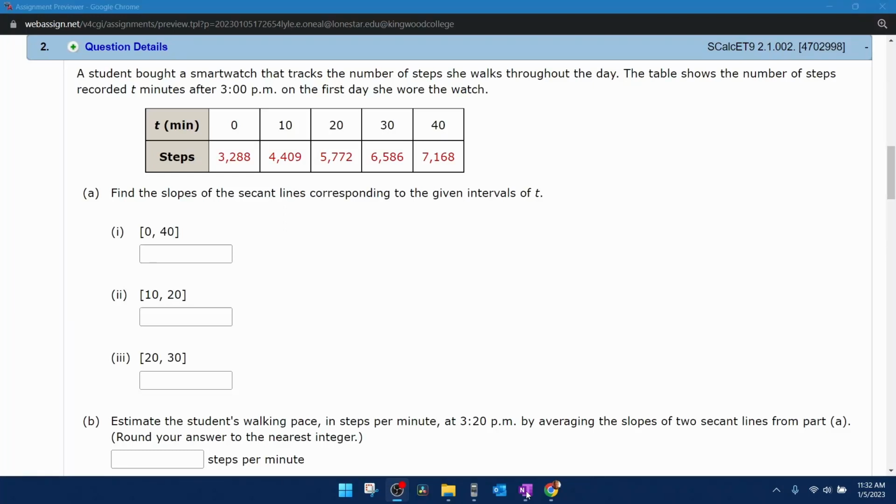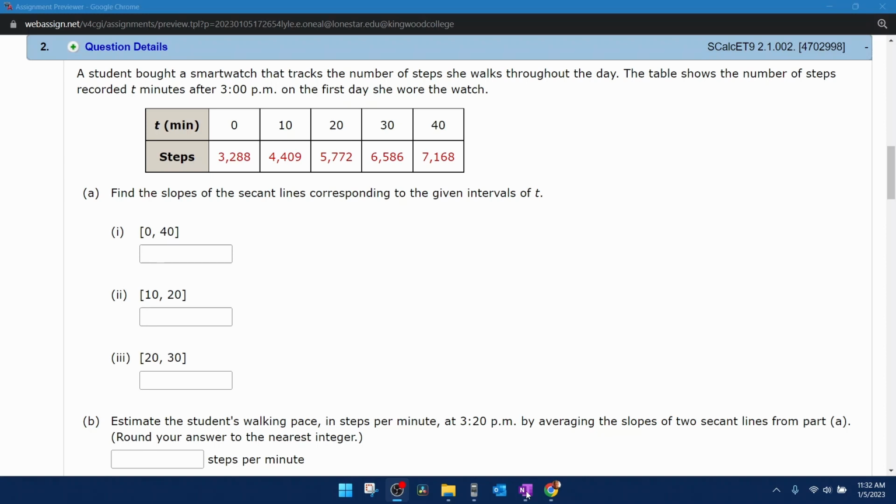All right, here we go. Question number two from our Calculus 1 homework number one in WebAssign. This is going to be very similar to question number one. Here we're given a table of values. A student bought a smartwatch that tracks the number of steps she walks throughout the day.